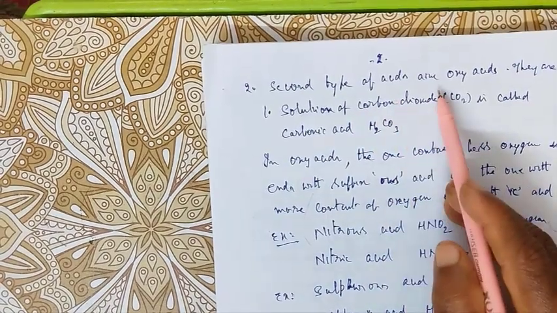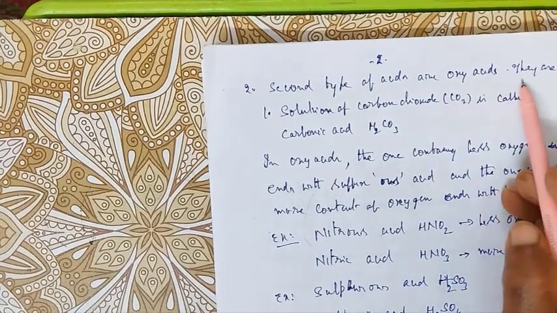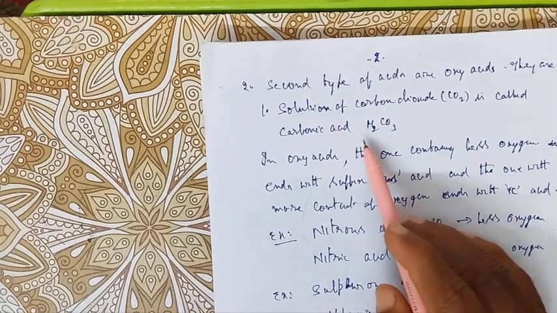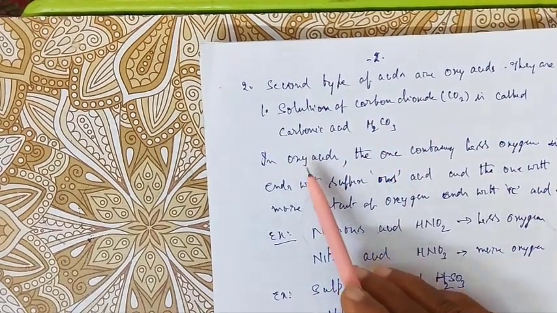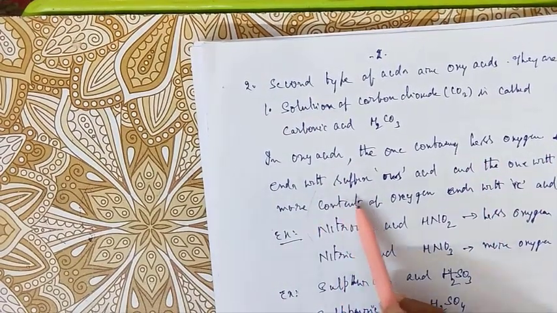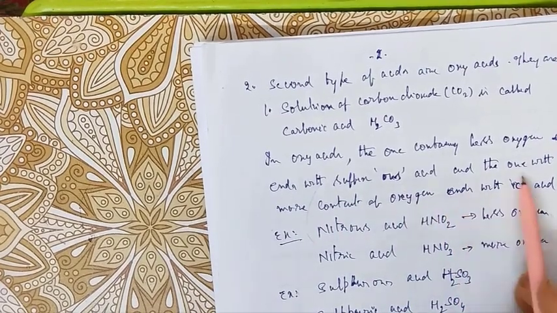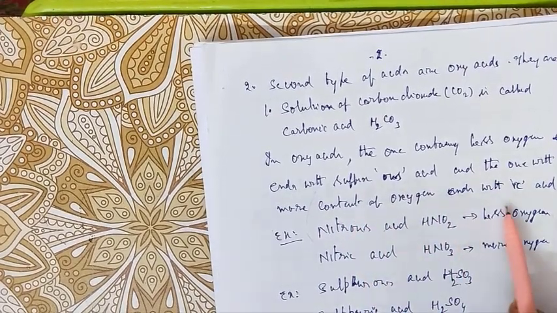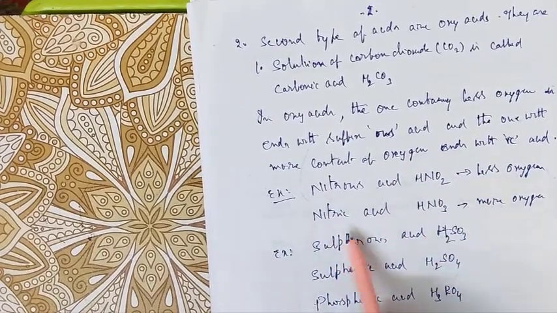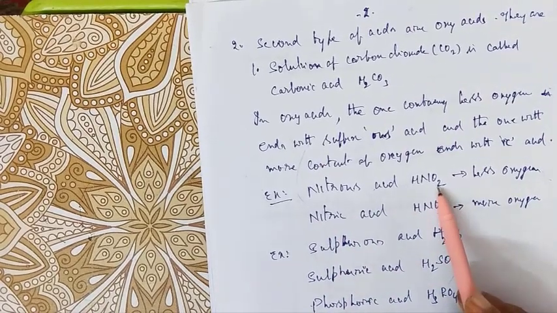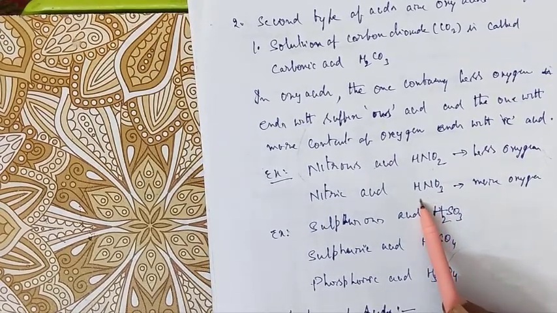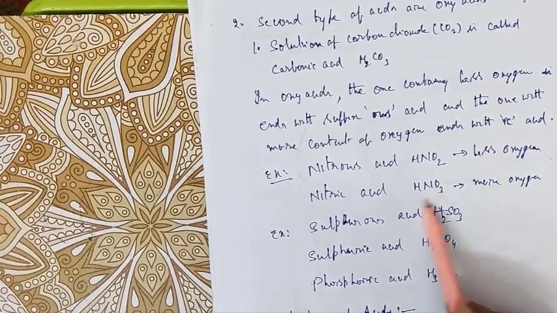The second type of mineral acids are oxyacids or oxoacids. The solution of carbon dioxide, that is CO2, is called carbonic acid. In oxoacids again there are two types: the one containing less oxygen ends with the suffix "ous", and the one with more oxygen ends with "ic" acid. Ous acid, ic acid. For example, nitrous acid and nitric acid. In nitrous acid the amount of oxygen is less, that is the formula is HNO2, whereas in nitric acid the amount of oxygen is more.